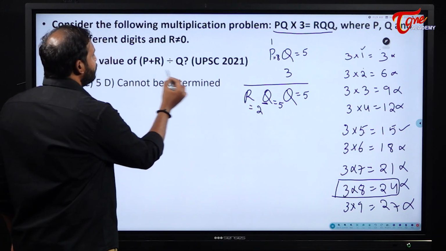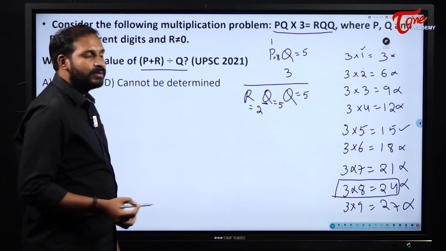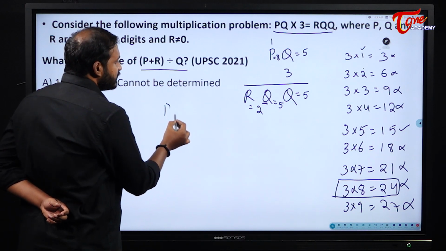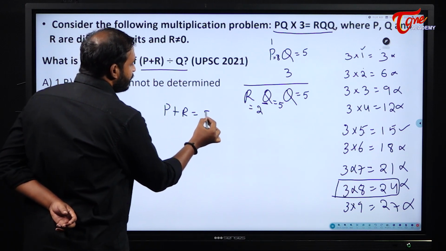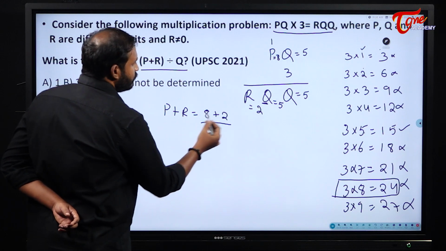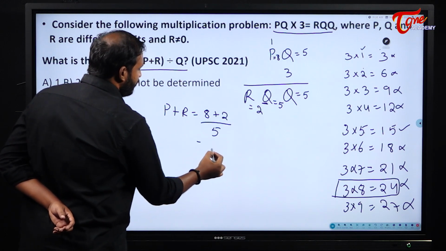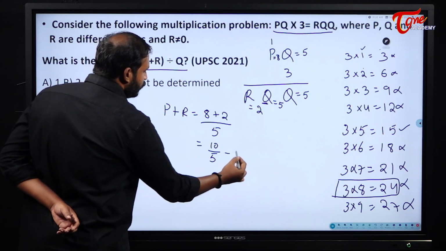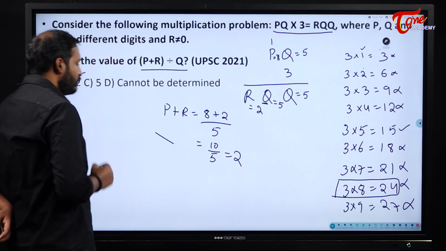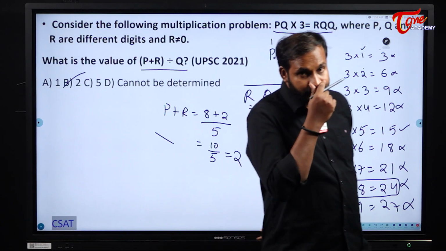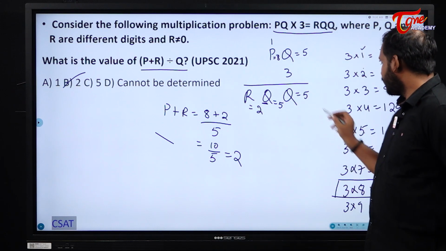Now what is the actual question for us? P plus R should be divisible by Q. That means P plus R, which is 8 plus 2, should be divisible by Q, which is 5. So 10 by 5, what do you get? 2. So first of all we should understand this one.